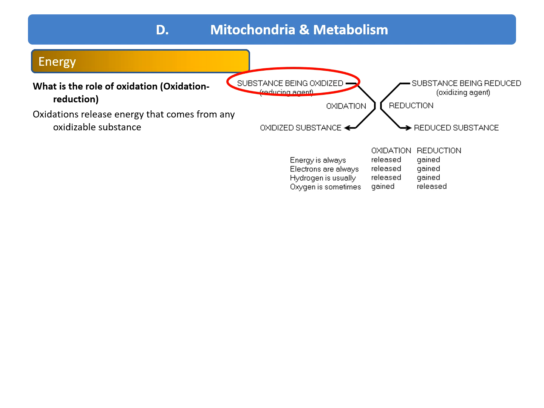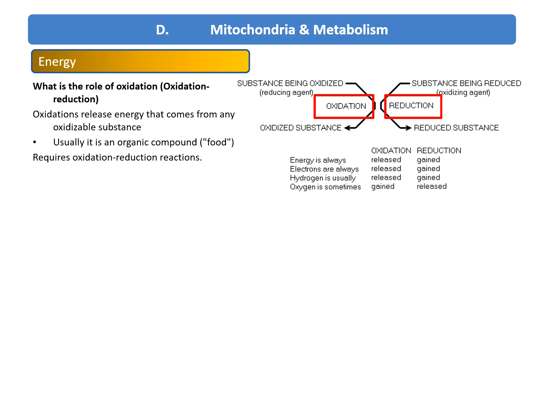Oxidations release energy that comes from any oxidizable substance. Usually, it's in the form of an organic compound. We call that food. It requires oxidation-reduction reactions, and both of these have to occur together.